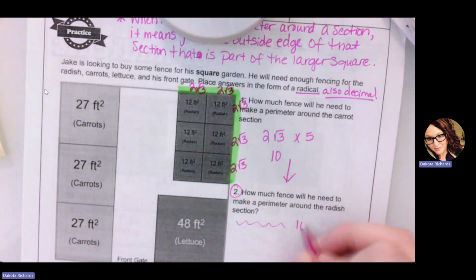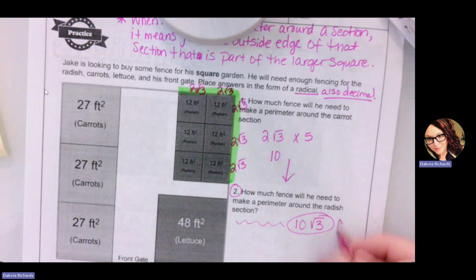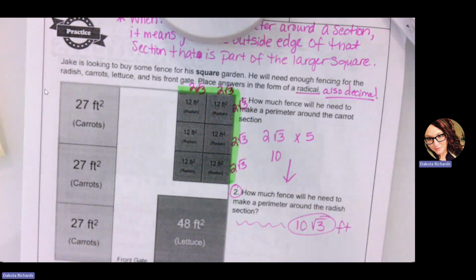So you get 10 square root 3. That's your radical answer. And again, that's feet. If you turn this into a decimal, you get 17.3 feet.